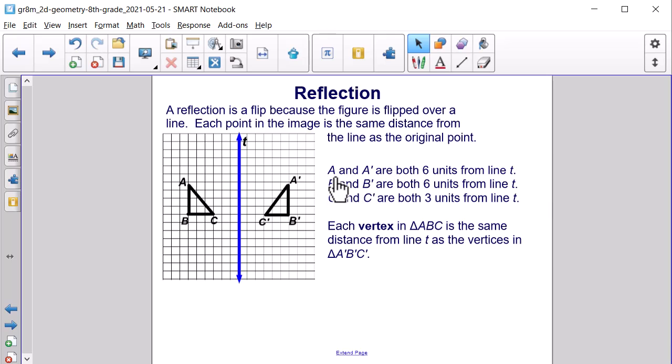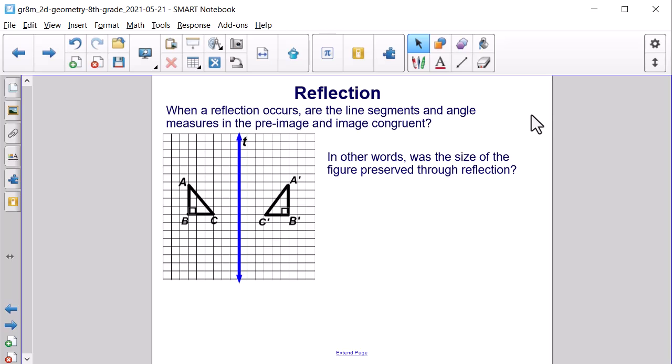So it does show us that A and A prime are both 6 units from the line T. Points B and B prime are also 6 units from line T, and we counted and showed that points C and C prime are both 3 units from line T. Each vertex in triangle ABC is the same distance from line T as the vertices in triangle A prime, B prime, C prime. When a reflection occurs, are the line segments and angle measures in the pre-image and image congruent?